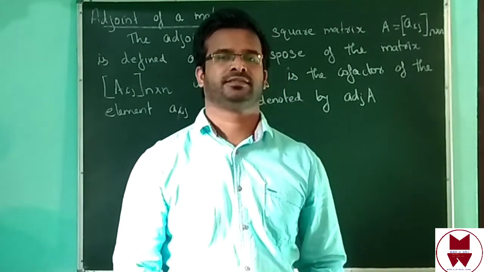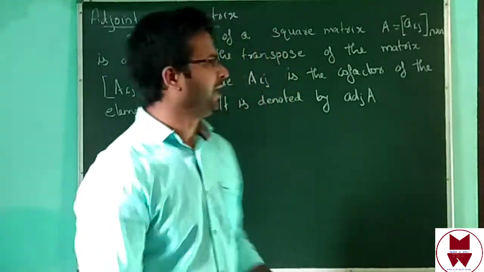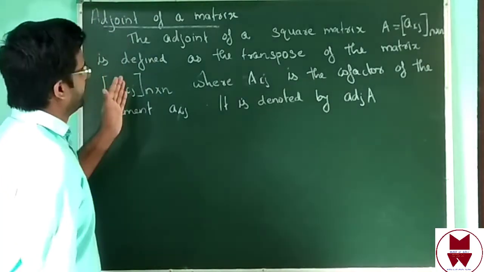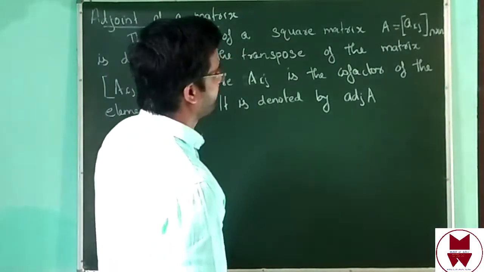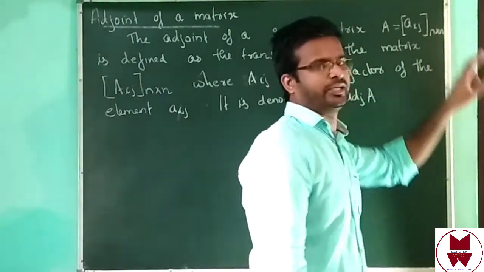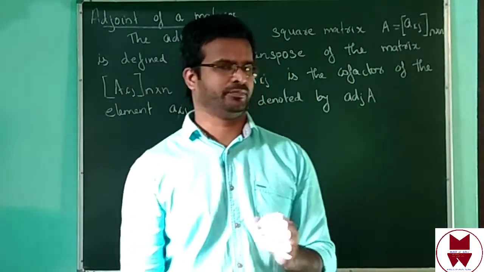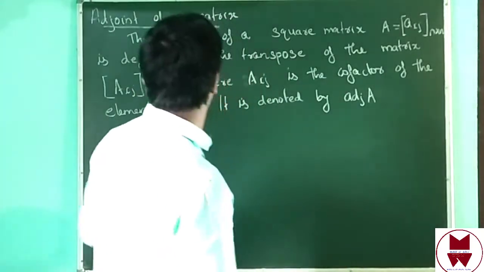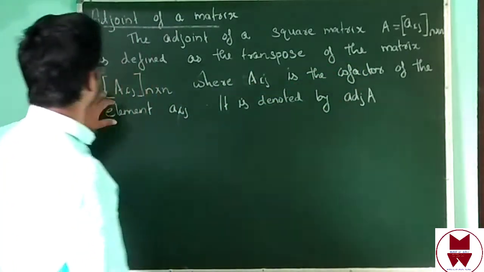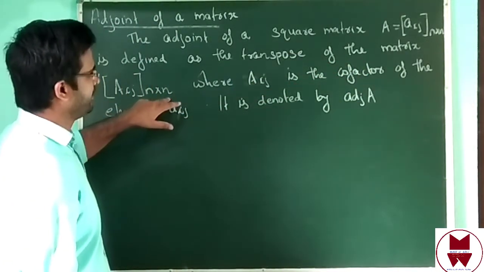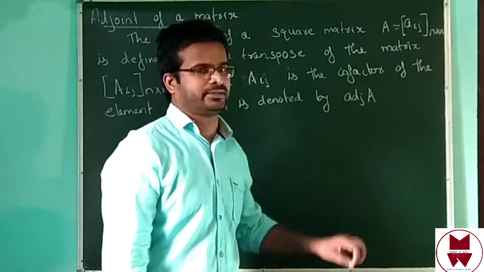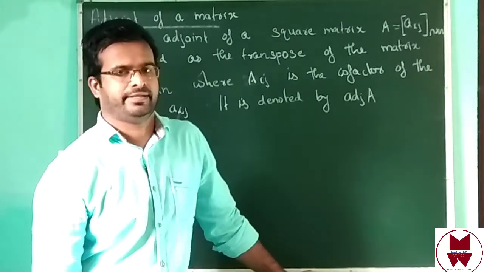Hi students, today we will study the adjoint of a matrix. What is the adjoint of a matrix? The adjoint of a square matrix A equal to the matrix [Aij] n by n, where square matrix means the number of columns and number of rows are equal, is defined as the transpose of the matrix [Aij] n by n, where capital Aij is the cofactor of the element aij.